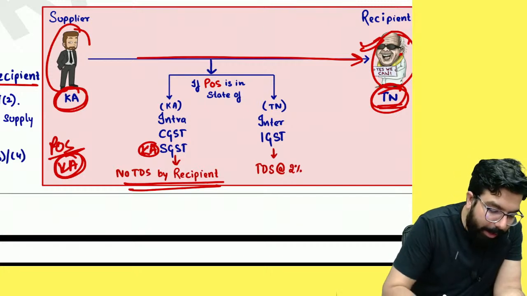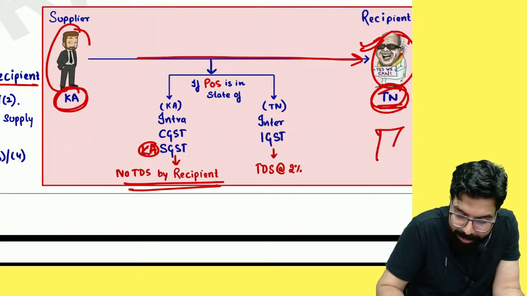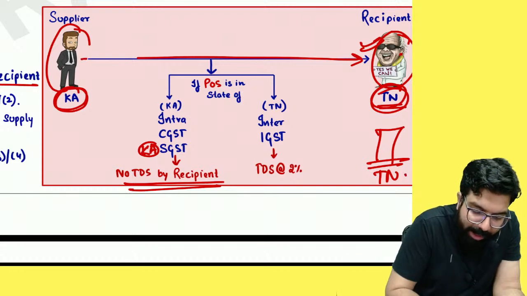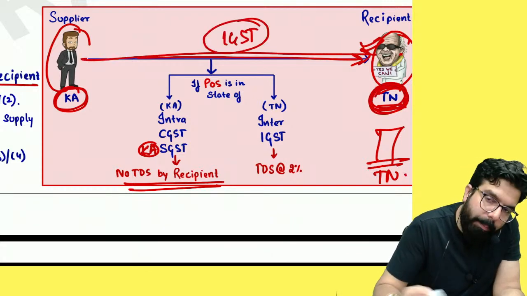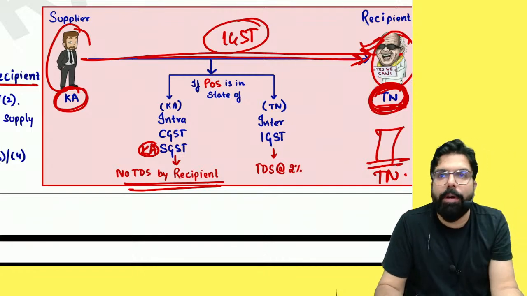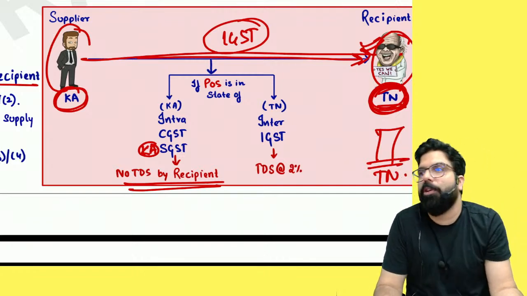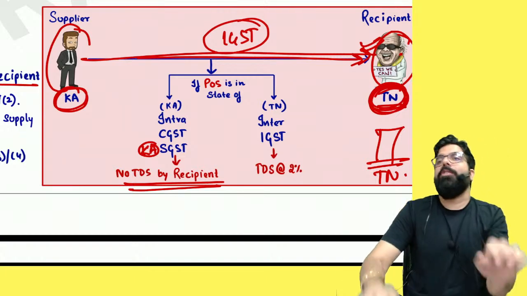I am in Karnataka. I did repair of a building which is in Tamil Nadu. What will I charge? Can the Tamil Nadu government deduct 1% IGST? No problem. They can go ahead and deduct 1% IGST and deposit it to the government. You know when there is no TDS?